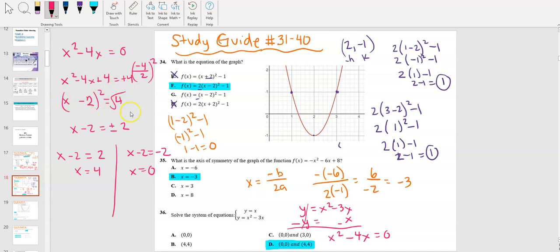I did the square root on both sides and got x minus 2 equals positive or negative 2. Split that into two equations with positive 2 on one side and negative 2 on the other, and we get x is 4 or 0. Now I'm going to take these and put them back into the equations to find the y values, and if you do that, you end up getting 0, 0, and 4, 4.